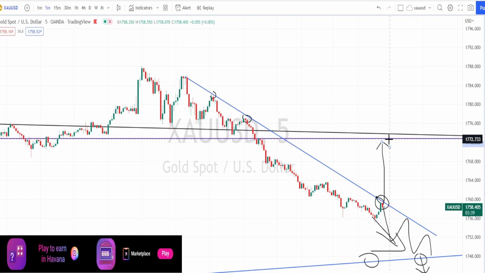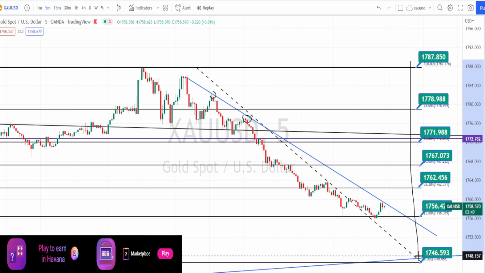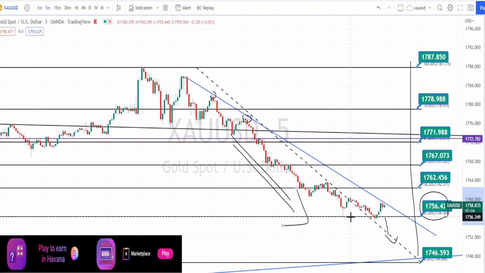Let us mark the support and resistance levels. So the values within these green color boxes are the resistance and support levels for 5 minutes time frame. That's all the analysis for today.